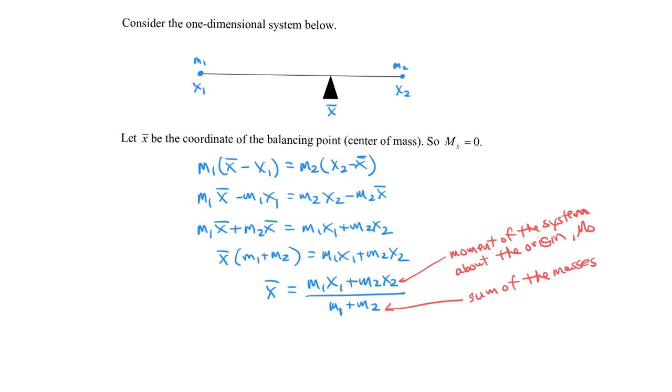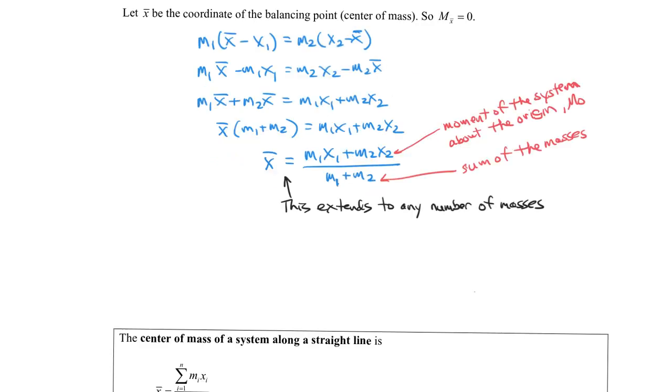And of course that extends to any number of masses, right? We just have mass 1 and mass 2, but you can see it would extend indefinitely to any number of these. So in other words, if there were a third mass, this would say plus m3 x3, and it would divide by m1 plus m2 plus m3, okay?